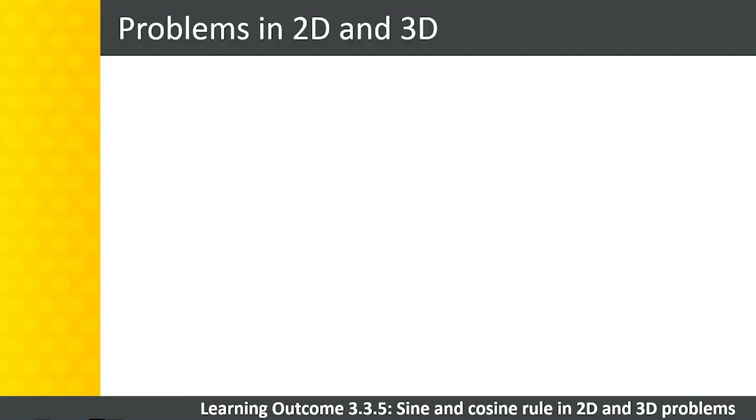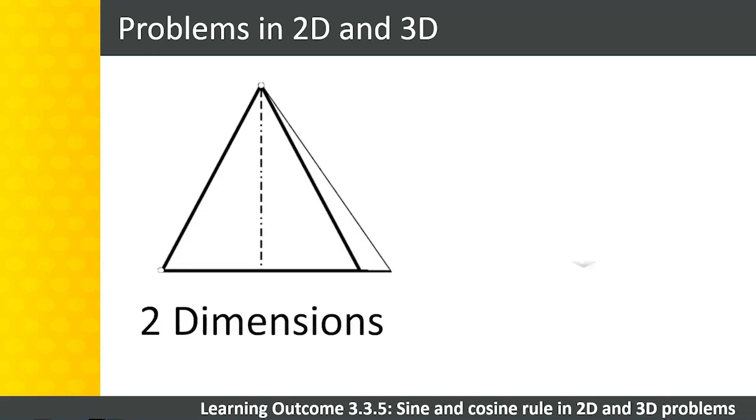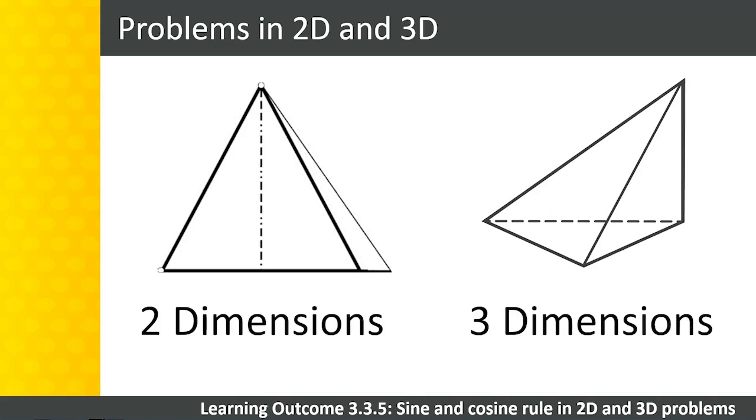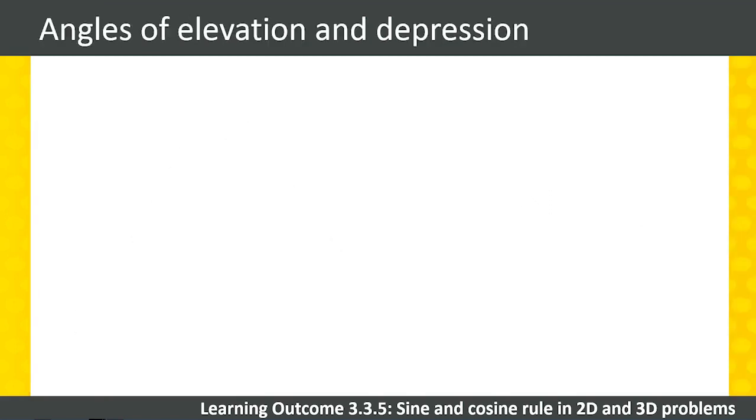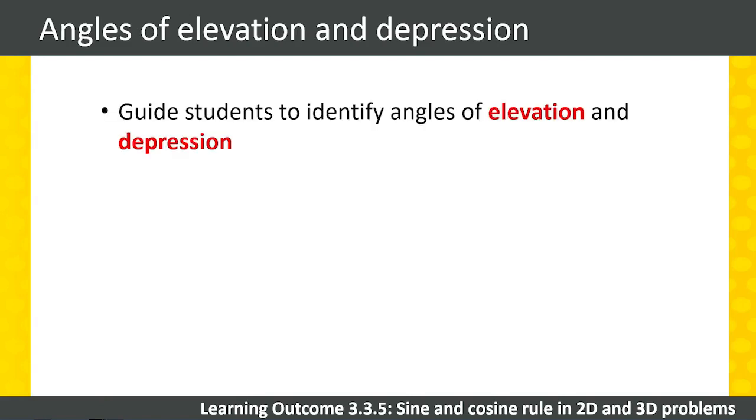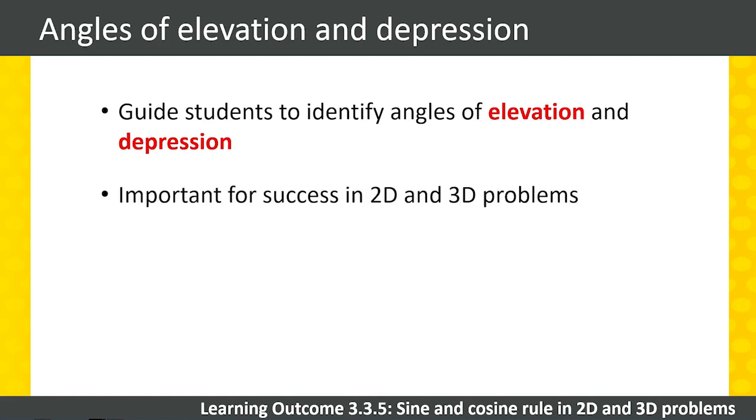Now that we have revised the sine and cosine rules, let's move on to more complicated examples. In Level 4, students need to be able to solve problems in both 2 dimensions and 3 dimensions. It is useful to revise some terminology that can help students. Guide them to identify the angles of elevation and depression correctly. This is important for success with 2D and 3D problems.